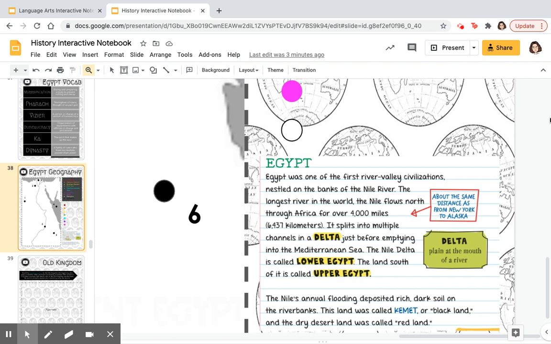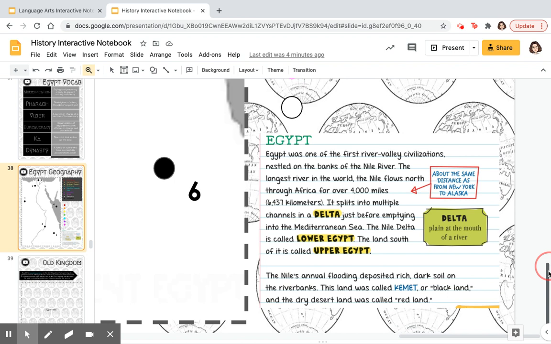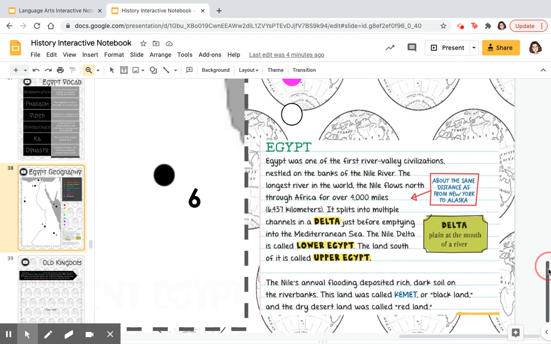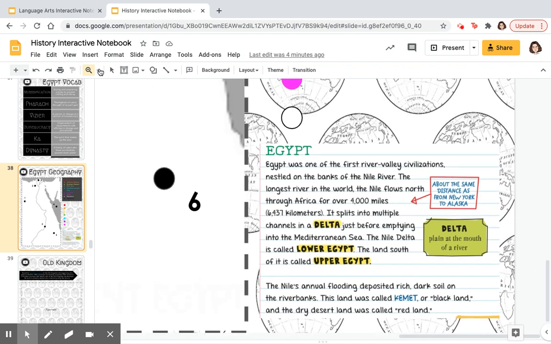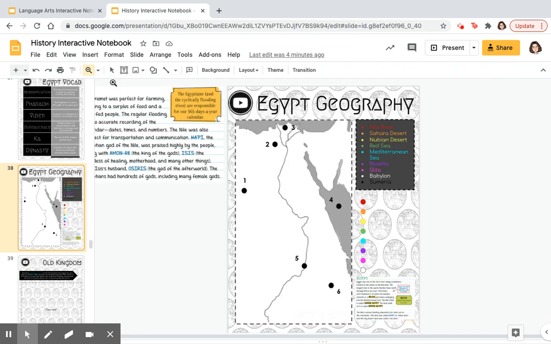The Nile's annual flooding deposited rich, dark soil on the riverbanks. This land was called Kemet, or Black Land, and the dry desert land was called the Red Land. The Nile River is the only river that flows south to north. That's why this is considered Upper Egypt and this is considered Lower Egypt.